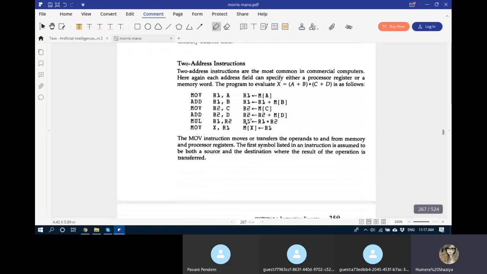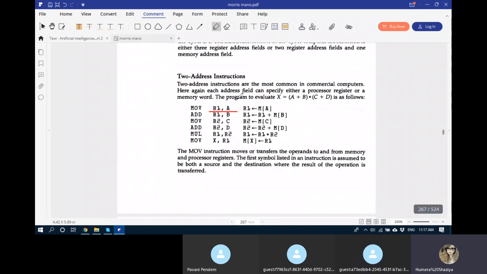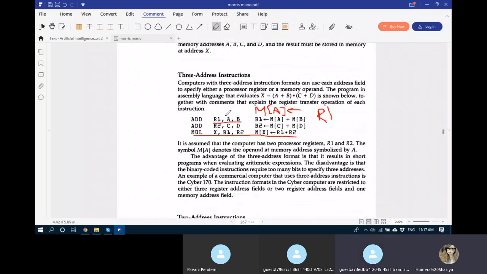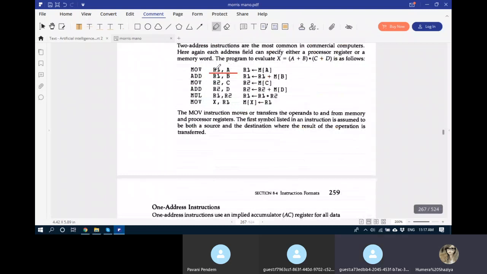Next, two address instruction means you see here there are only two addresses. Here you have three addresses. Here you have two addresses, R1, A and R1, B. So what you are doing in this, you are copying the data from memory into register, then adding register and memory contents and storing in register, and then again getting the memory contents into register, performing the operation and storing the result into register. And then here, multiplication on these two registers, and the result goes again into R1.